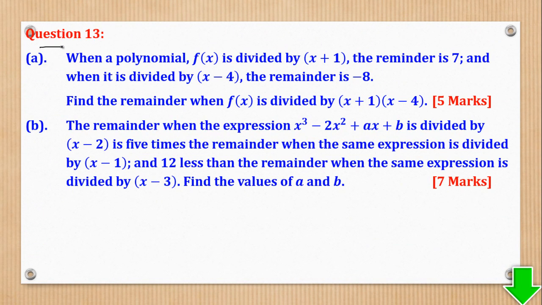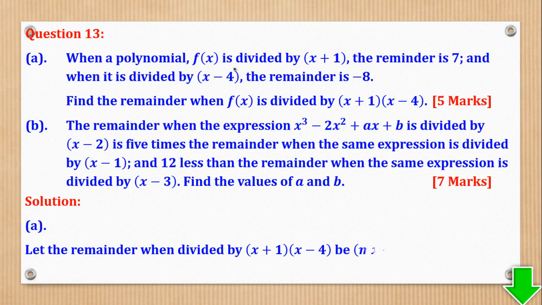So question 13 part A says, when a polynomial this is divided by this, the remainder is 7. And when it is divided by this, the remainder is negative 8. Find the remainder when f(x) is divided by this. So what you should realize is that this one is got from this and this. That's the first thing you should realize. Because if not, then it will become complicated. So let the remainder be in the form that, because when the divisor is quadratic, the remainder should be linear.